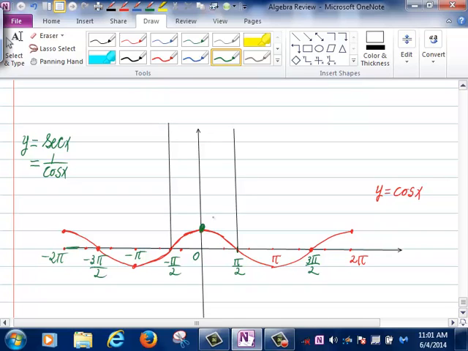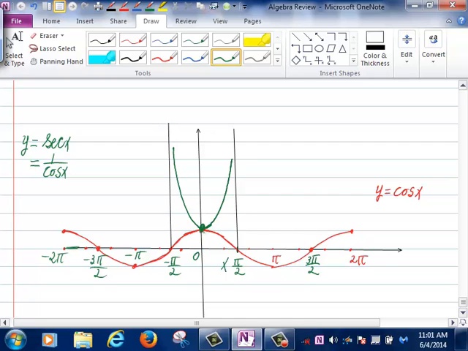But when x is near pi over 2, cosine x is near 0, but positive. When x is near pi over 2 on the left, cosine x is near 0 but positive, so the value of the secant will blow up to infinity right here. Same thing happens when x is close to negative pi over 2 on the right side. Looks like a parabola, yeah, but it's not quite.